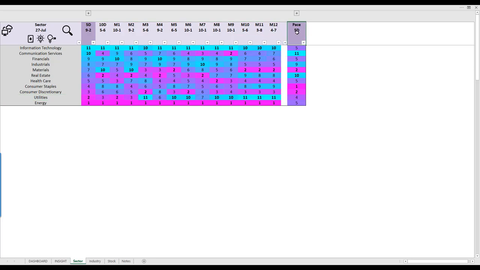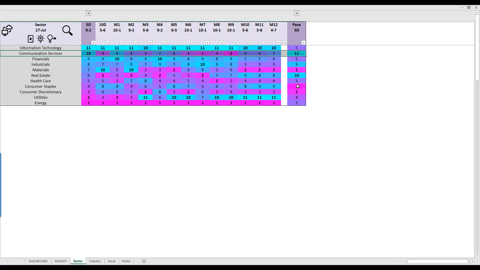You could also use the pace column to decide where to look for buy and where to look for short trades. This represents acceleration and deceleration. Cyan represents acceleration. Communication services is the most accelerating sector now. And it is also the second best performing sector. That is where I will look for buy setups.